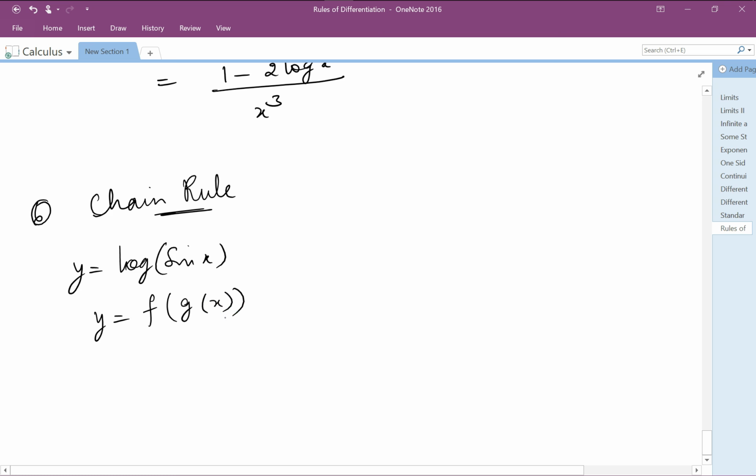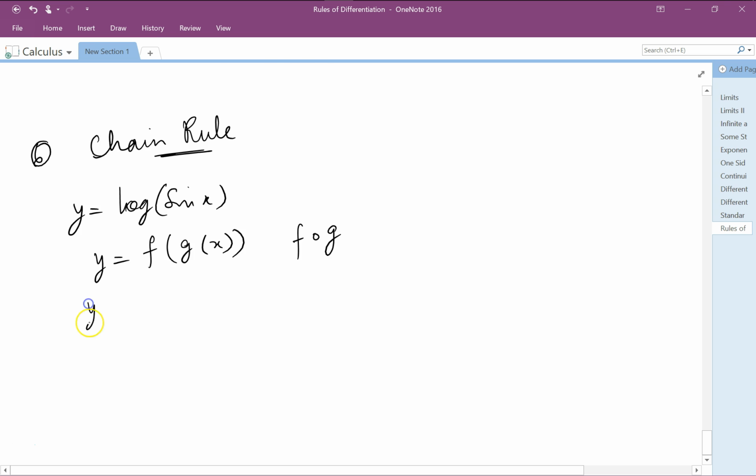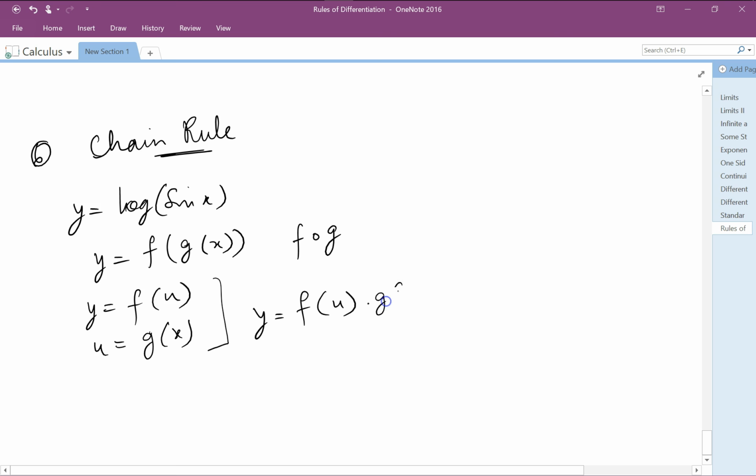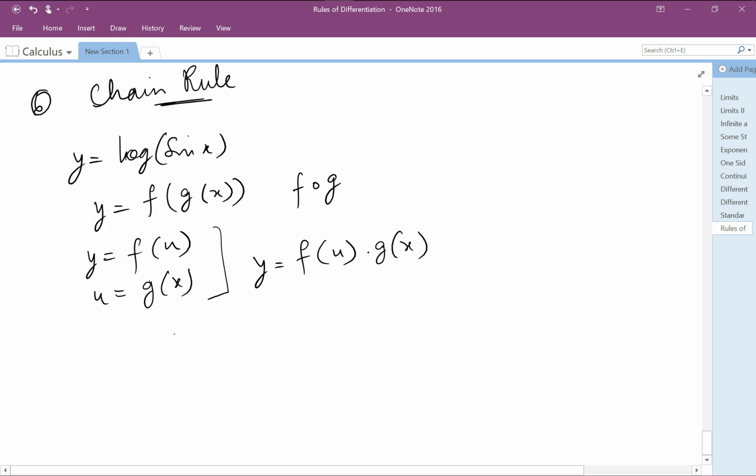So we say this is f of g, or we could also write it as y is equal to f of u, where u is equal to g of x. When we combine these two, we can write it as f of u, g of x. Small change in x, as it goes to 0, delta u goes to 0 and delta y goes to 0.